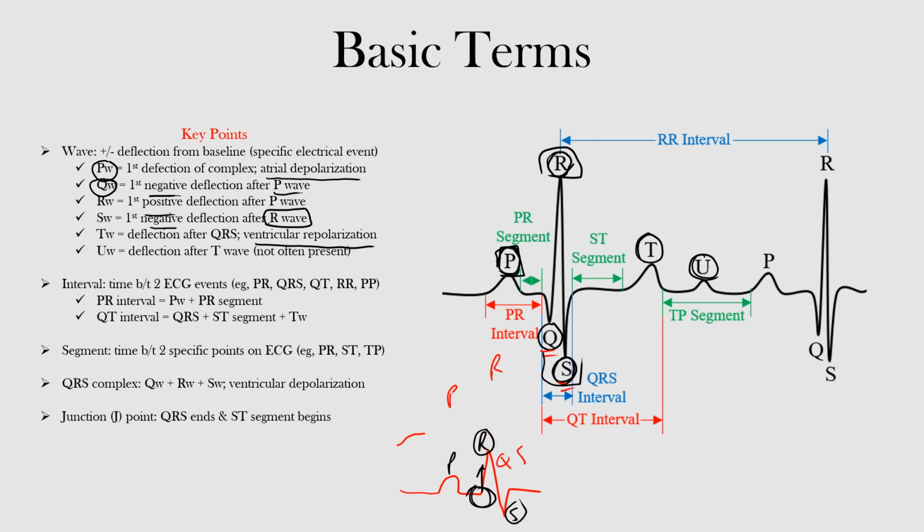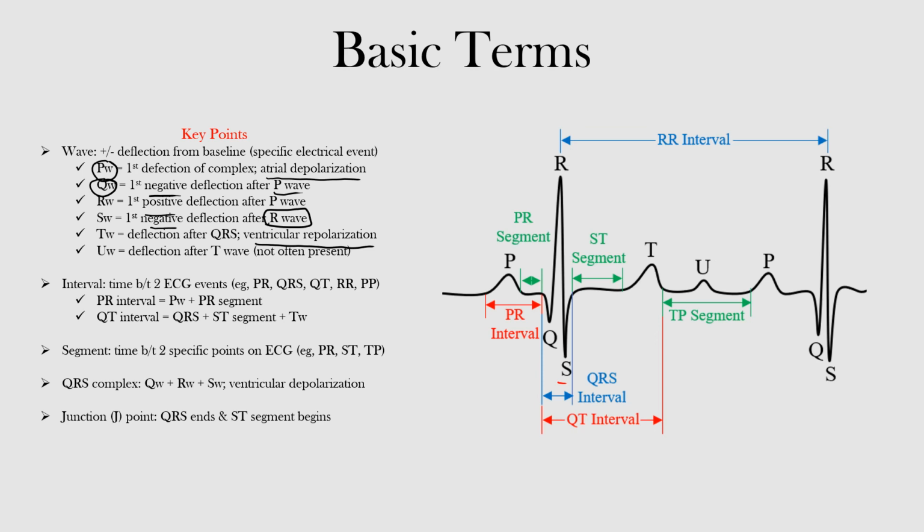I'm going to erase some of this so that we can clear this up. All right, the first one I want to talk about here is the PR interval. This is the PR interval, and that is here in red. That represents from the beginning of our P wave up until our QRS complex, so this area here.